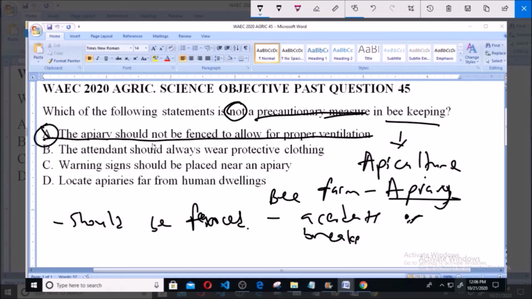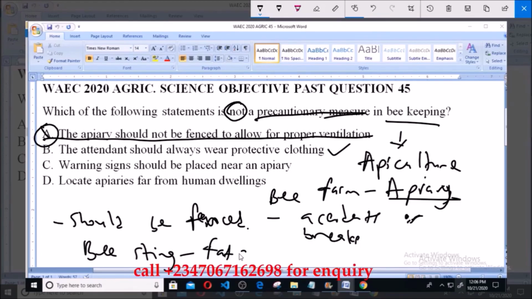Now option B says the attendant should always wear protective clothing. Obviously this is a precautionary measure, as we know that bee stings could lead to serious problems and could even in extreme cases be fatal. So it is required for the attendant to always protect him or herself by wearing protective clothing. So this is a precautionary measure and hence is not the answer to the question.